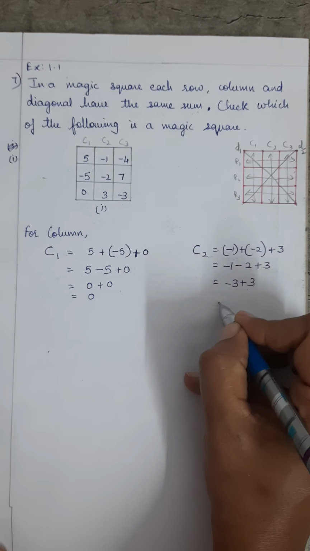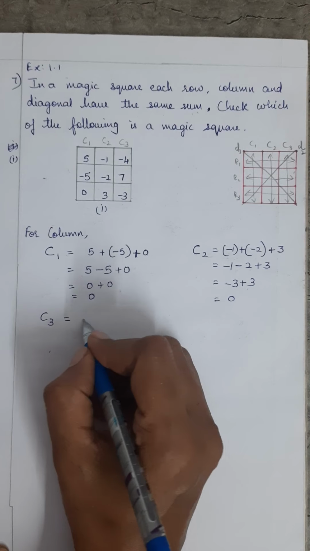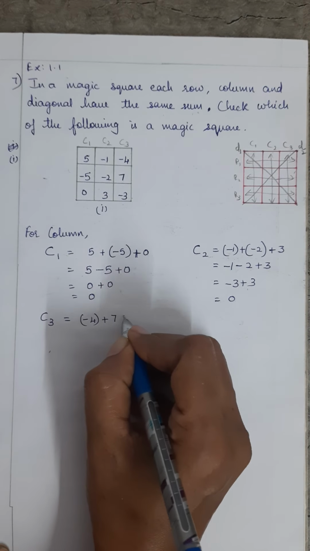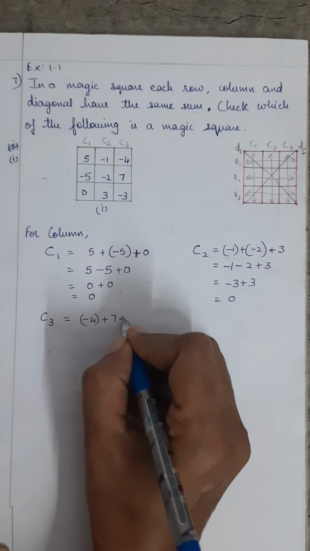So C1 and C2 are the same. Let's go to C3. C3 is -4, 7 and -3. So -4 plus 7 plus -3.